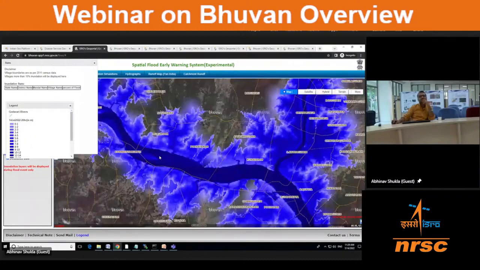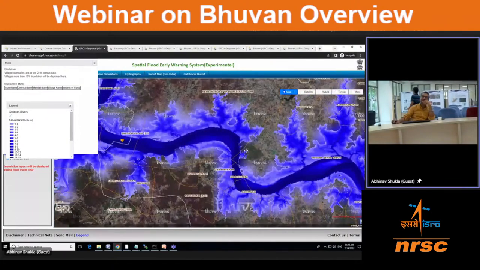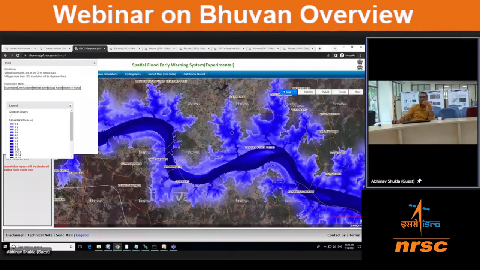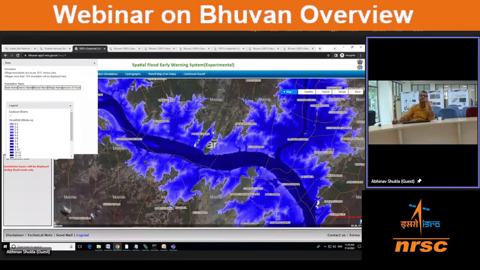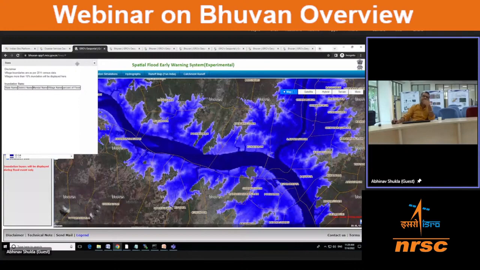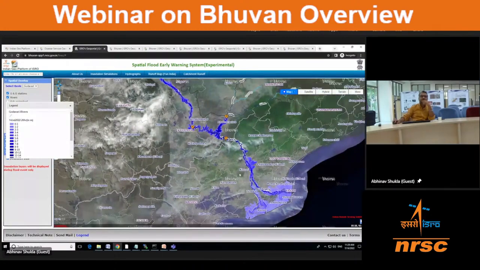This helps the state government and the nodal agencies in planning the overall relief and rescue operations. This also tells you the overall pattern of flooding that will develop 6 hours from now, 12 hours from now, and so on. And this has been very well calibrated and very well validated, also using satellite-based observations.